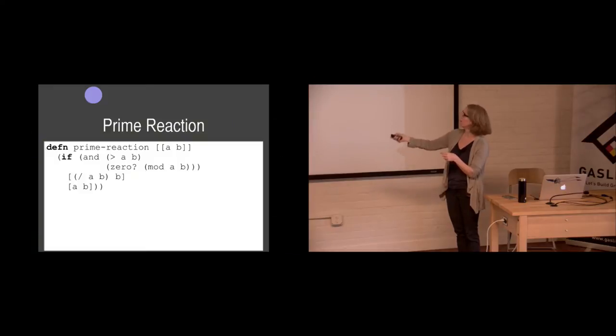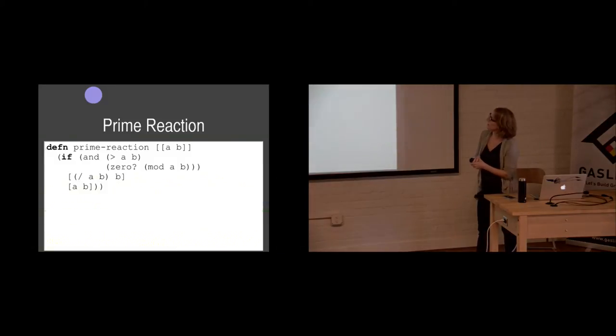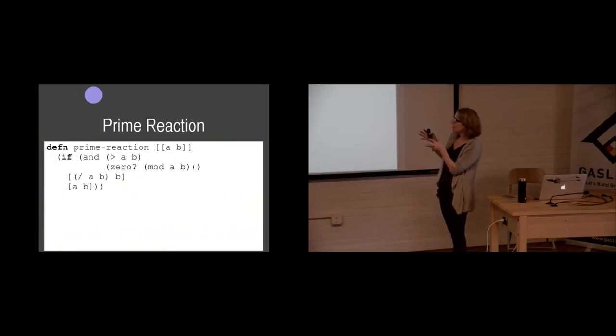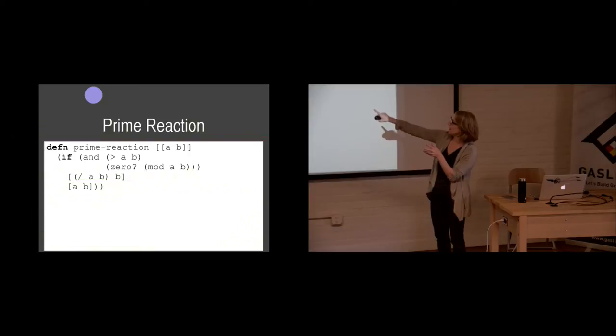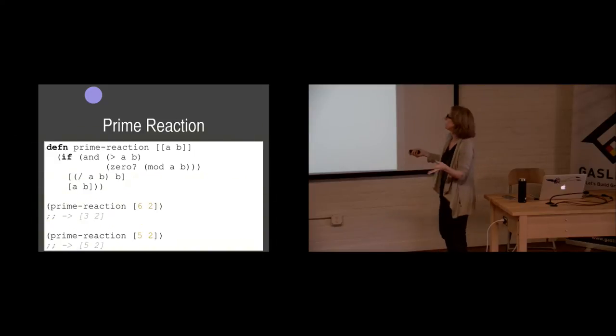So let's see how this would work in code. We're defining a function again, a prime reaction. This little parameter here means it's destructuring a vector coming in. It's going to have an A and a B molecule for our two molecules. We're going to look to see if A is greater than B, and if the mod of these is 0, then we're going to return A divided by B and B. Otherwise, we're going to say that they don't react at all, so we're just going to return the original molecules.